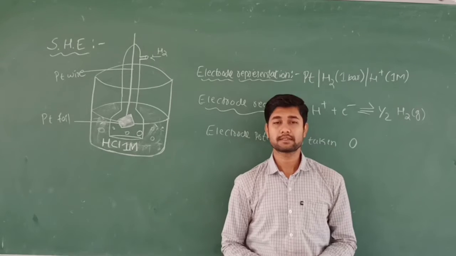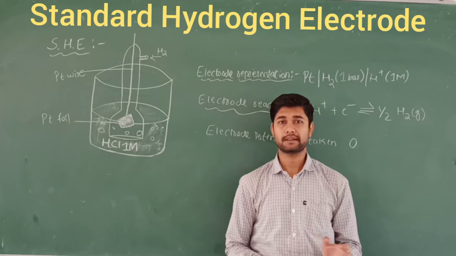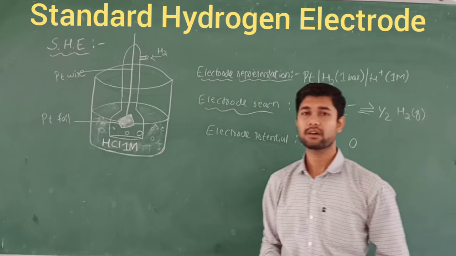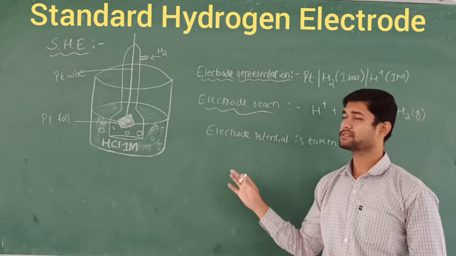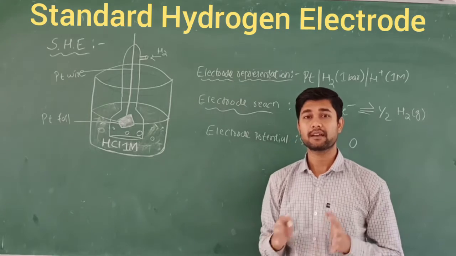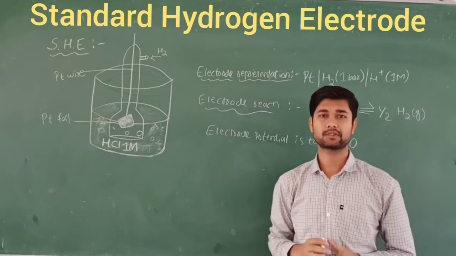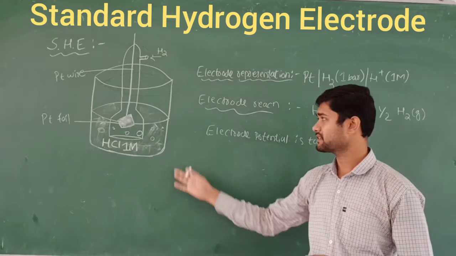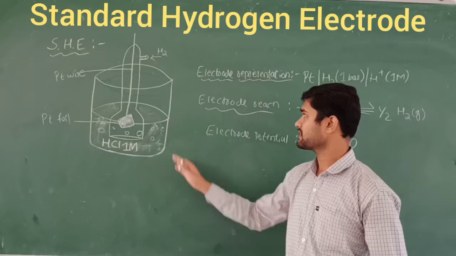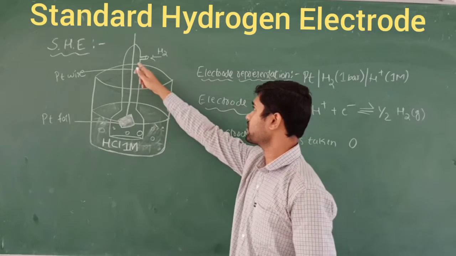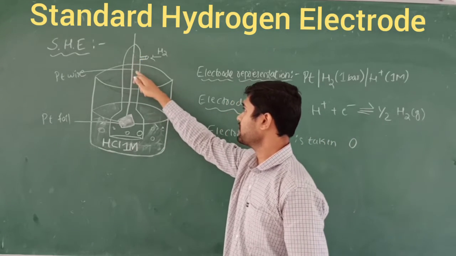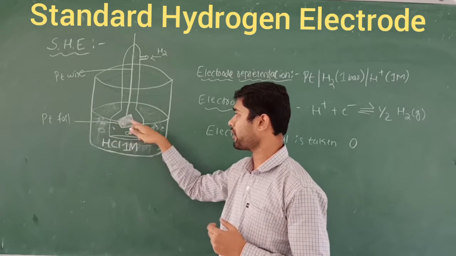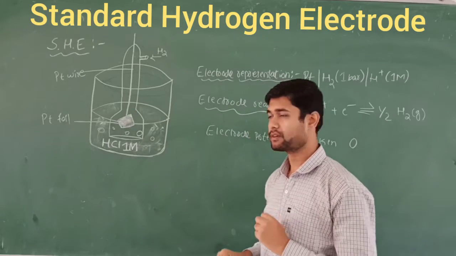Let's discuss the standard hydrogen electrode, called SHE. This is an experimental setup, and the standard hydrogen electrode is a reference electrode for all the electrodes. Based on this one, the values of the other electrodes are assigned. So let's see the experimental setup. This is a glass jacket, and this is a platinum wire, attached to a metallic foil, the platinum foil, which should be dark in color.